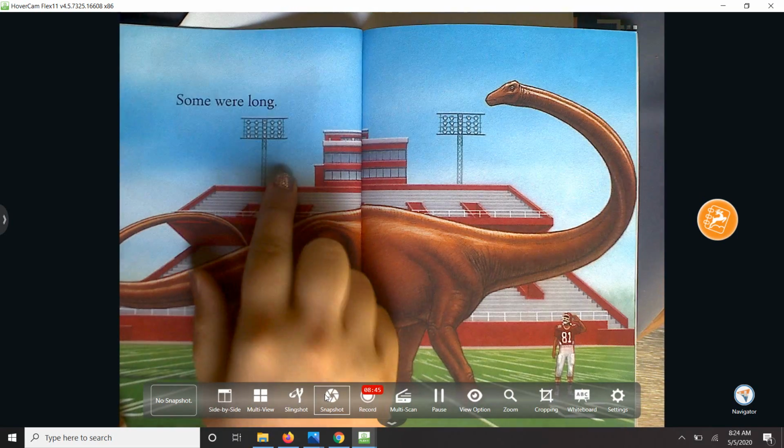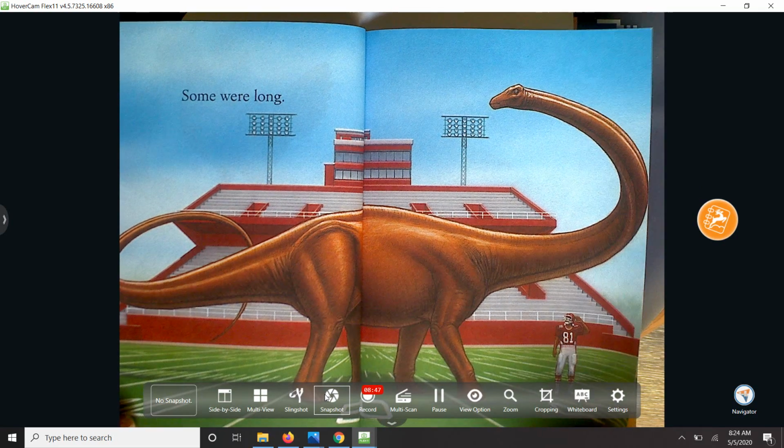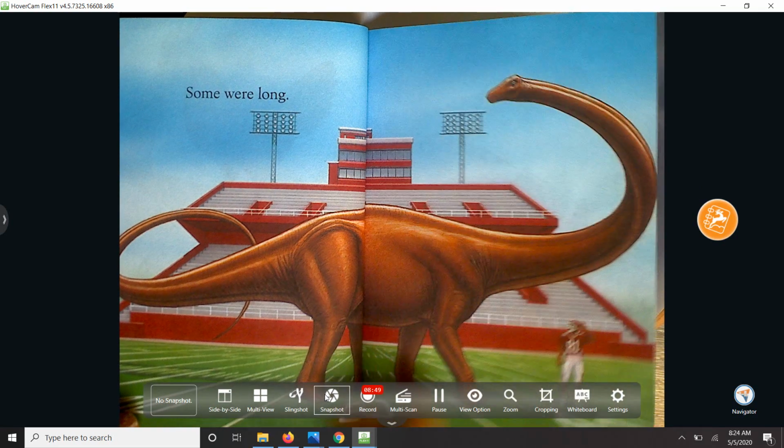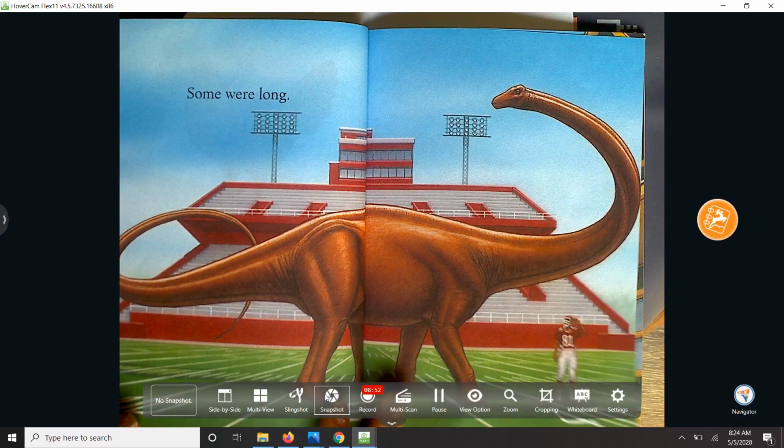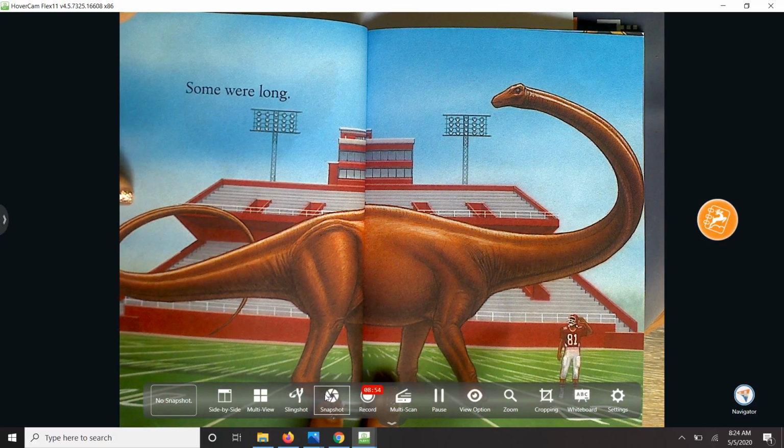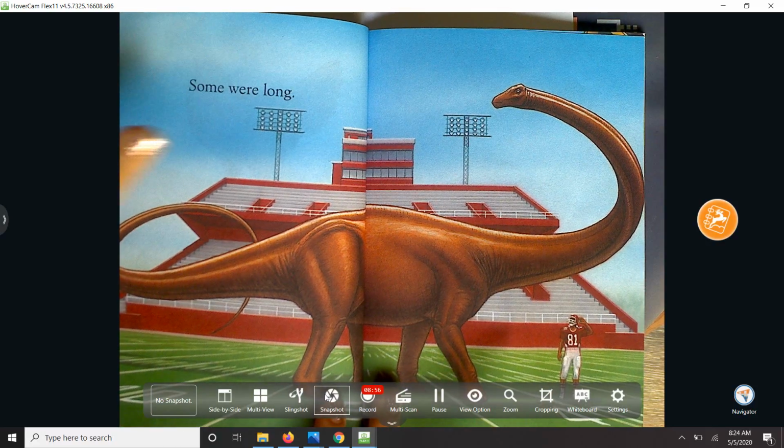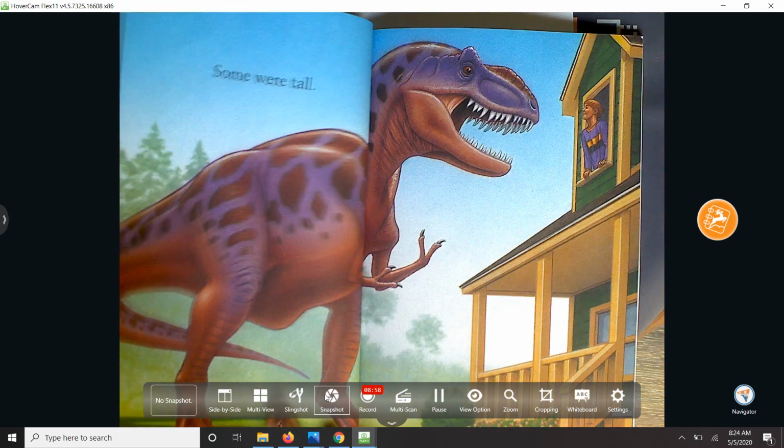Some were long. Again, we have a football field. See how their picture takes up 2 pages? If you choose to do something like this, you can either make sure that you put 4 sentences on 1 page, or you can just count this as 1 page and then have another one.